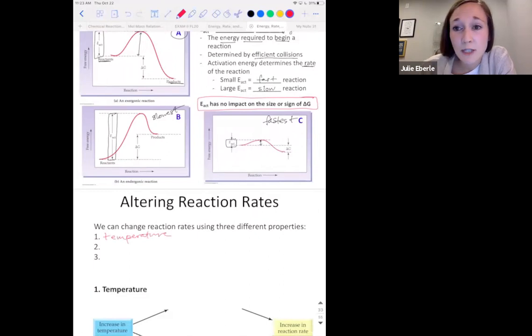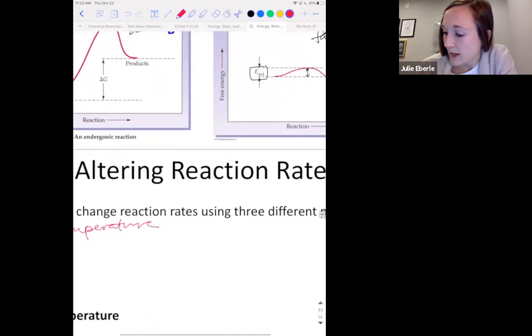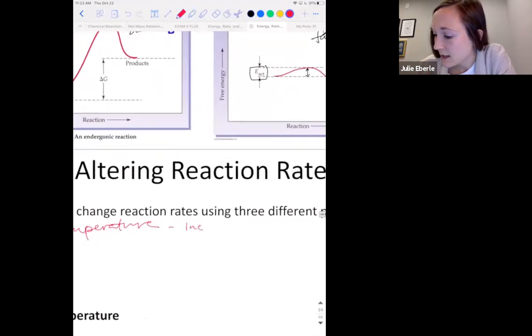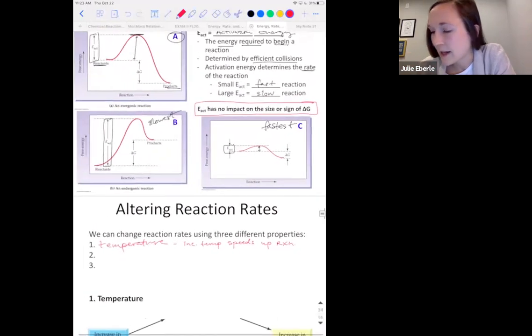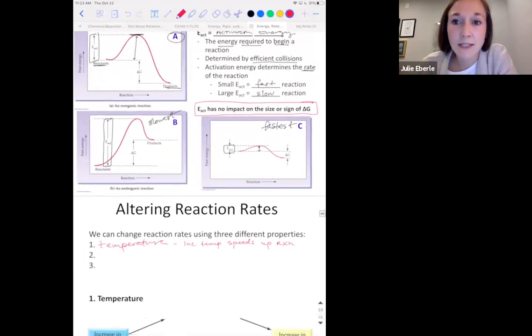You can increase or decrease temperature. We're going to look at what that does to our reactant and product molecules. I'll make a note here. Increasing temp speeds up the reaction. And I really don't have space, but vice versa, decreasing temp slows it down.